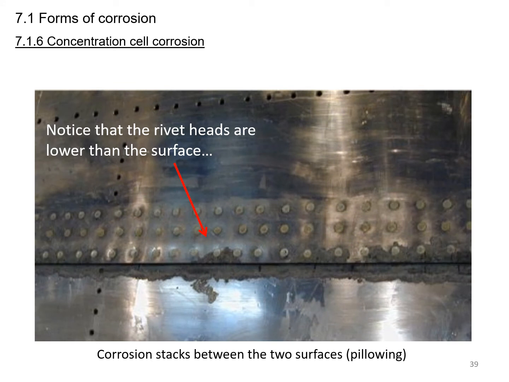Now in this picture here, you can see the rivet heads are lower than the actual skin surface, and this is due to the swelling of the corrosion between the lap joint, or between the two sheet metal parts. So this is a sure indication of concentration cell corrosion. And one of the ways we do the inspection on this is to use a ruler or flat surface in order to verify that the rivets are flush with the skin surface. If there's any, we call it pillowing, between the rivets, this will indicate concentration cell corrosion.